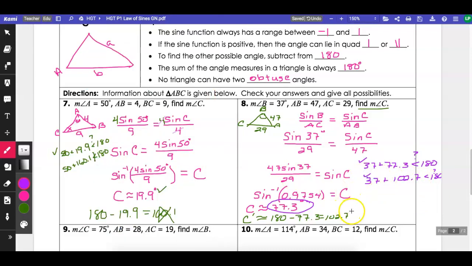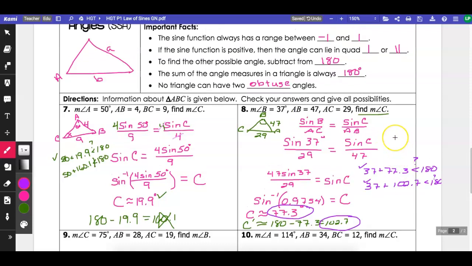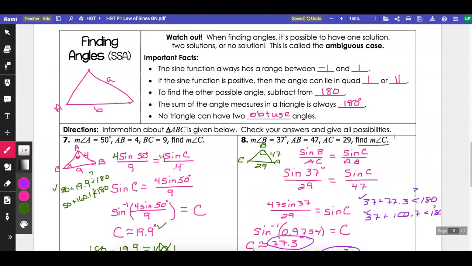So it turns out that there are 2 possible triangles that we could create. One would be an acute triangle and the other one would be an obtuse triangle. So as we said at the very beginning of this section, when finding angles, it's possible to have one solution, it's possible to have two solutions, or it's possible to have no solutions. And this is called the ambiguous case.